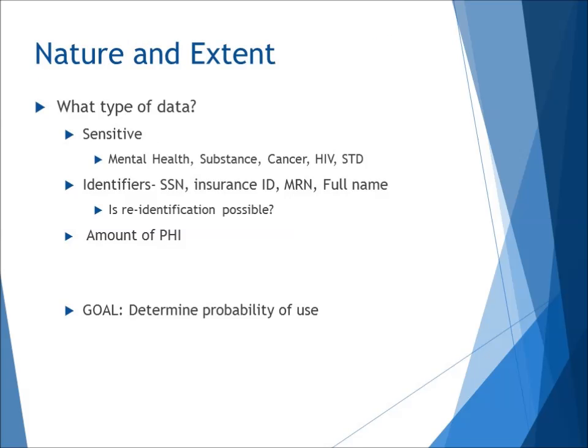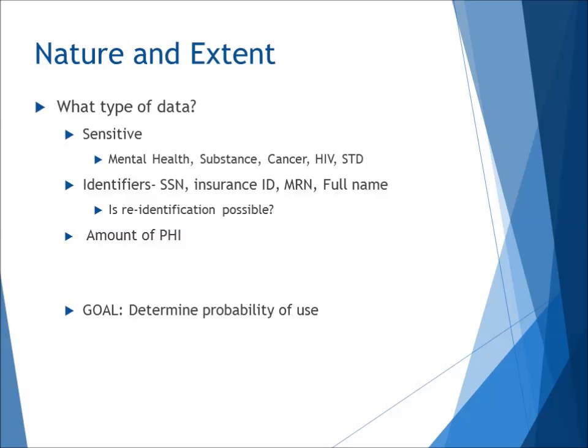So when we're looking at nature and extent, trying to determine it, we really want to know what type of data was it. Is it sensitive? Was it mental health information? Was it cancer information? Were there identifiers in it? Is re-identification possible? What was the amount of PHI? Really the goal here is to determine probability of use.